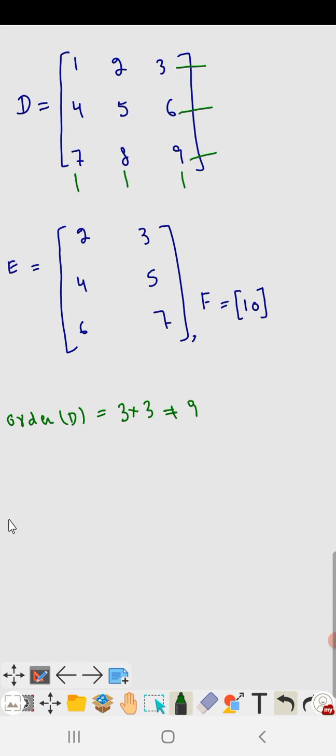And now consider matrix E. We see that there are three rows in matrix E and two columns in matrix E. And this is R1, this is R2, this is R3 and this is C1 and this is C2. Hence order of matrix E is equal to 3 by 2. Remember that here 3 by 2 is not equal to 6.